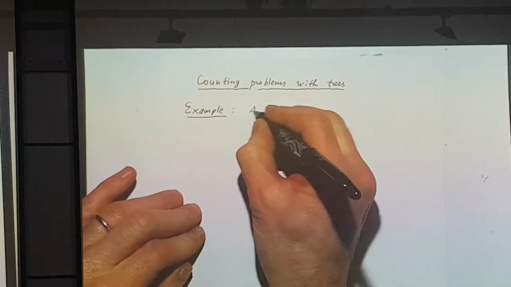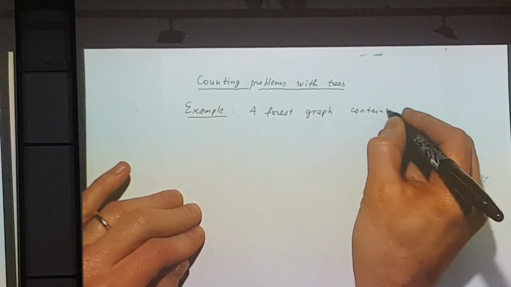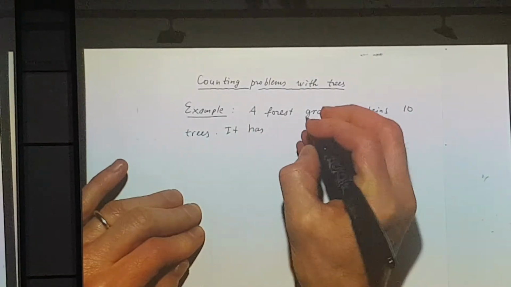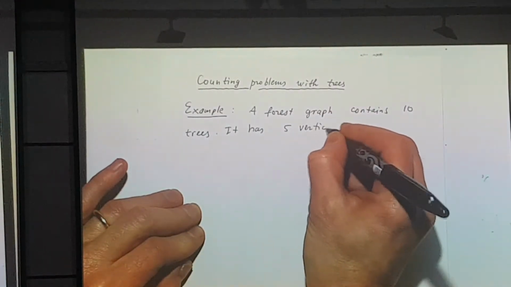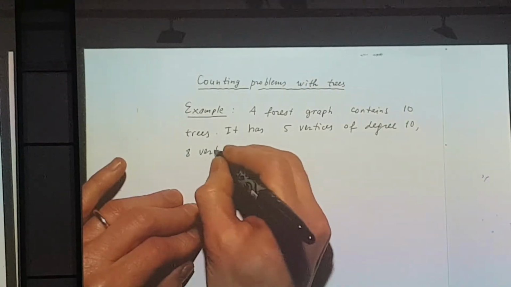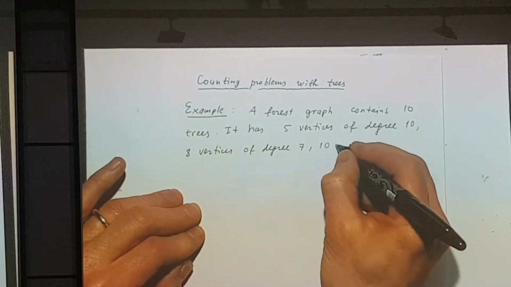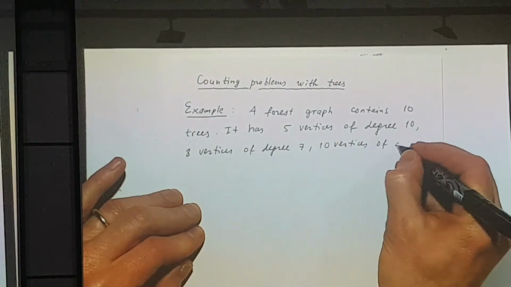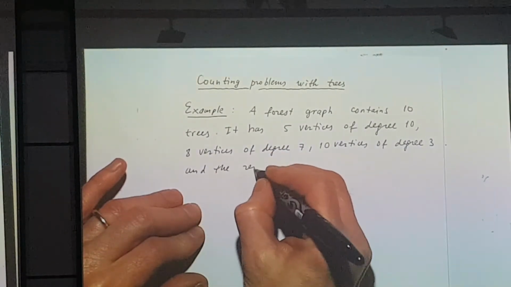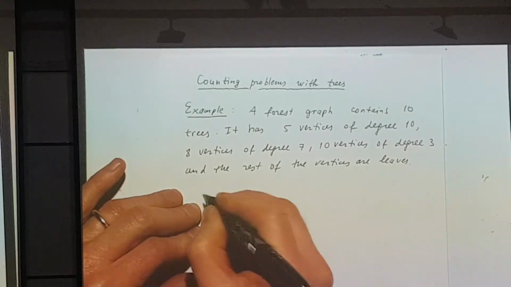So let me write this down. A forest graph contains 10 trees. It has 5 vertices of degree 10, 8 vertices of degree 7, 10 vertices of degree 3, and the rest of the vertices are leaves. Find the total number of vertices.